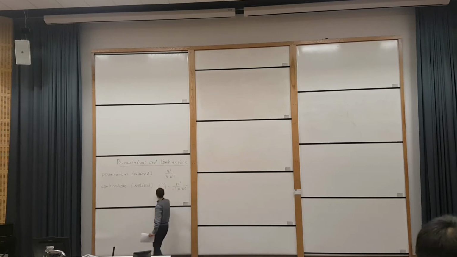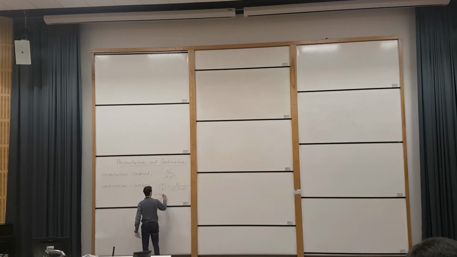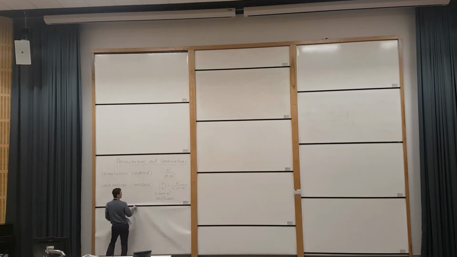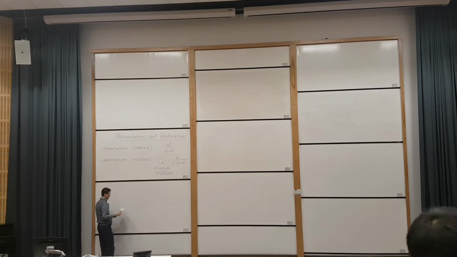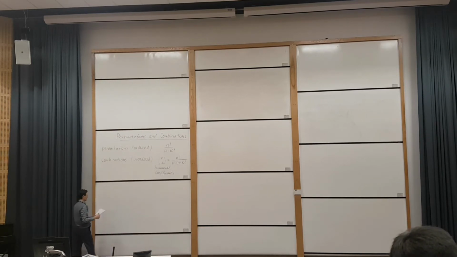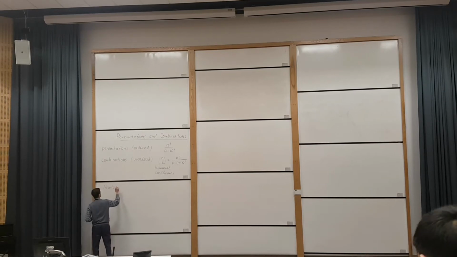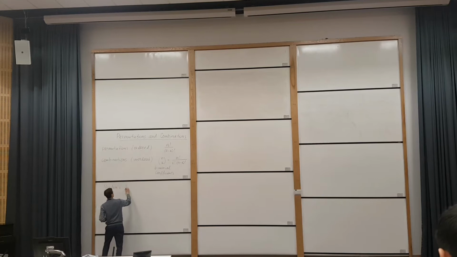So these are binomial coefficients. And they're called this way because they arise in Newton's binomial formula. I'd like to discuss this connection now. Why are they the same?